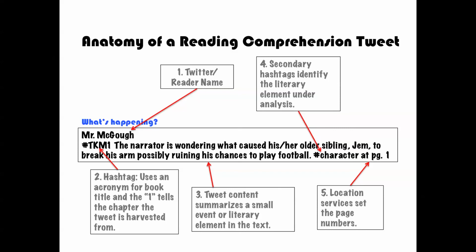And then finally, the location services. This is the part where in the real Twitter world, your GPS in your phone would be enabled and it would tell your Twitter followers where you currently are on the planet. In this case, we are using location services at page 1 so that if we wanted to go back and look at where this particular tweet came from, we would be able to go to the chapter using the primary hashtag, and we'd be able to go to the location service to find the page number that we're locating this on. Again, it's a very nice, easy way to organize a reader's comprehension as we're moving through the text.